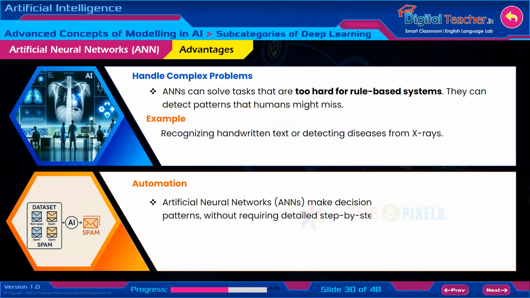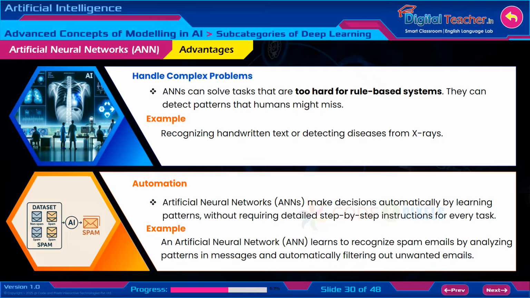Automation. Artificial neural networks make decisions automatically by learning patterns without requiring detailed step-by-step instructions for every task. Example: an artificial neural network learns to recognize spam emails by analyzing patterns in messages and automatically filtering out unwanted emails.